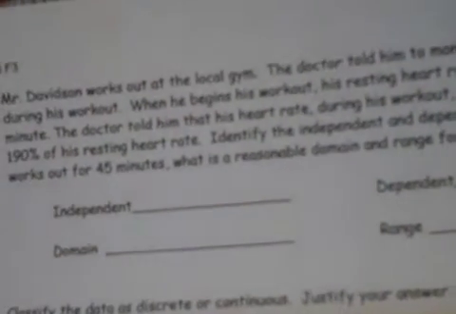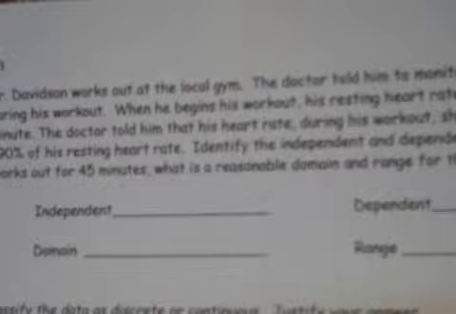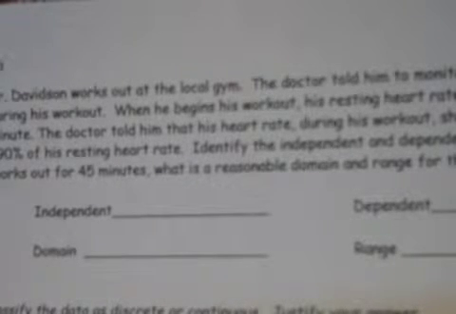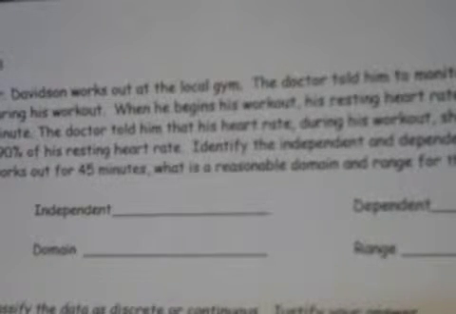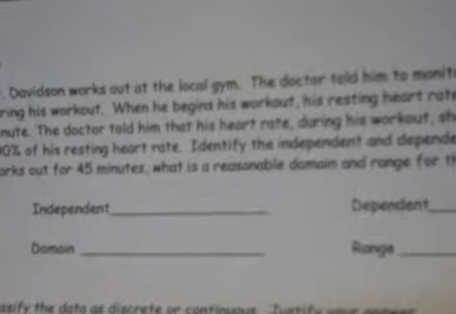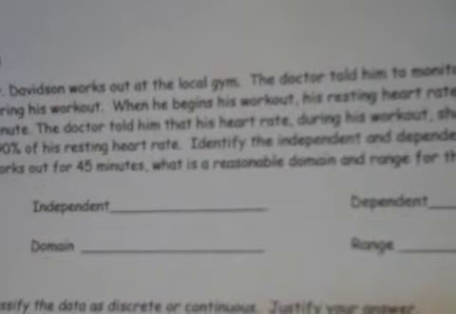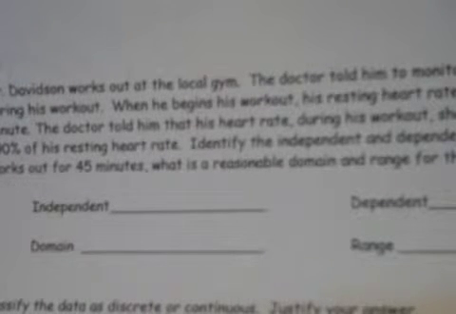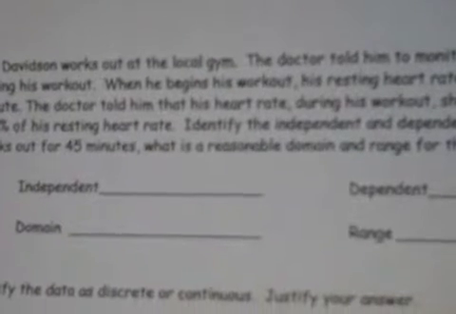Alright, looking at the back side of this worksheet, you have a couple of problems to do. Mr. Davidson works out at the local gym. The doctor told him to monitor his heart rate during his workout. When he begins his workout, his resting heart rate is 70 beats per minute. The doctor told him that his heart rate during his workout should never exceed 190% of his resting heart rate. Identify the independent and dependent values. If he works out for 45 minutes, what is a reasonable domain and range for this situation?